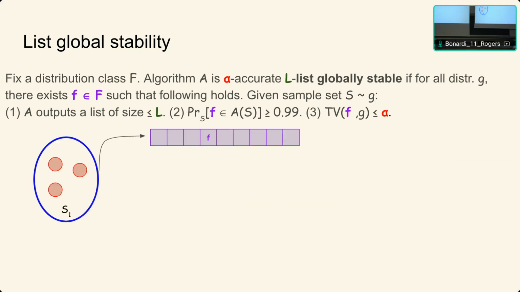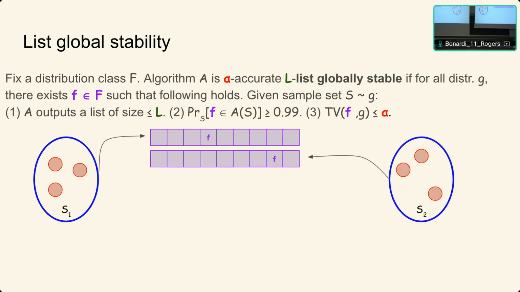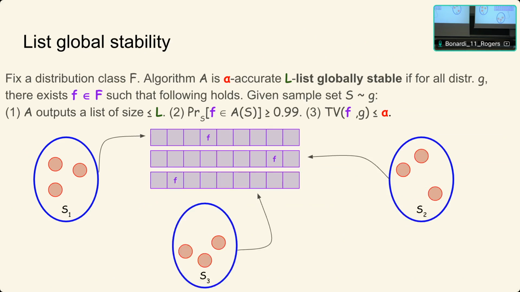So just to show this pictorially, I have some sample set S1. It outputs a list of stuff, and one of those elements I really want to contain F. I do that again. It might output a list of a bunch of different stuff, but in particular, it will output at least one distribution, which is still F. And I do it again for S3, and it outputs again a list of different stuff, but importantly, F is still there. Okay, so that's list global stability.